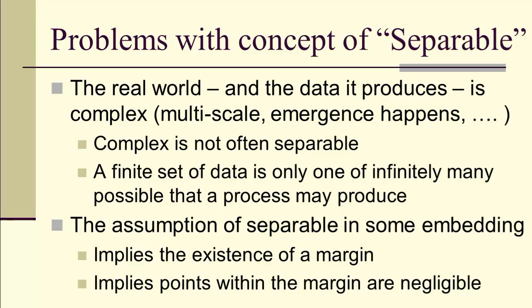There's also problems with the concept of separable. So the real world and the data it produces tends to be complex, multi-scale, emergent phenomena. Complex tends to not be separable. Now, a finite set of data may only be one of infinitely many possible that a process can produce. So the assumption of separable implies the existence of a margin, and that points within the margin are negligible, and that no matter what training data you choose, you're essentially going to get the same thing.